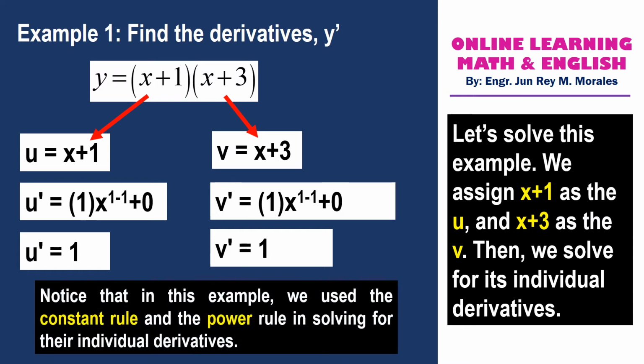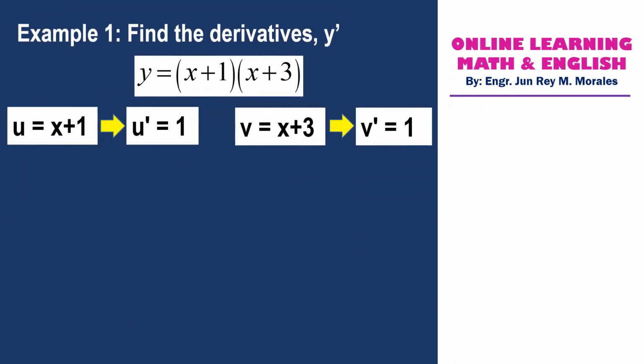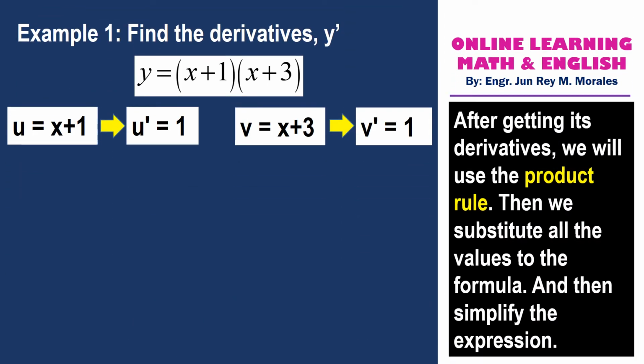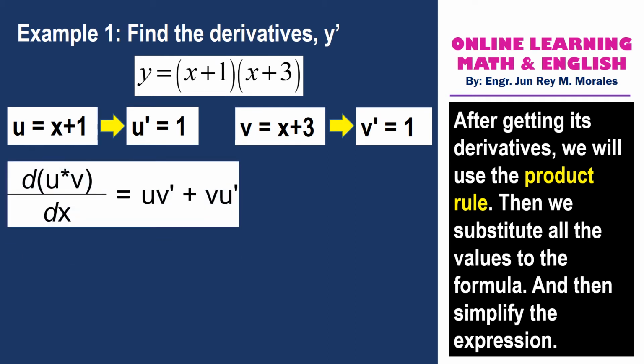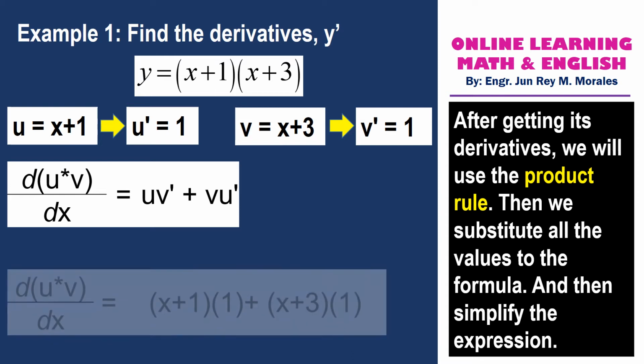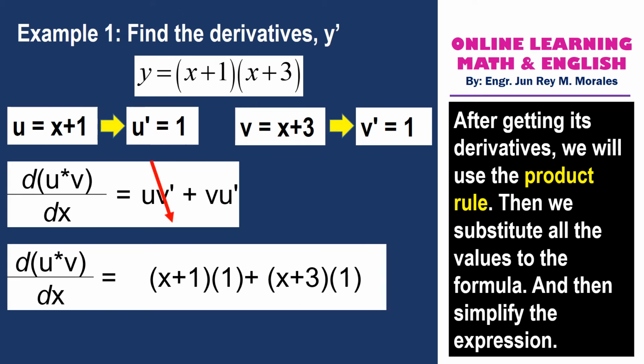Notice that in this example, we used the constant rule and the power rule in solving for their individual derivatives. After getting its derivatives, we will use the product rule. Then, we substitute all the values to the formula. And then, simplify the expression. And continue solving, we can get the answer.